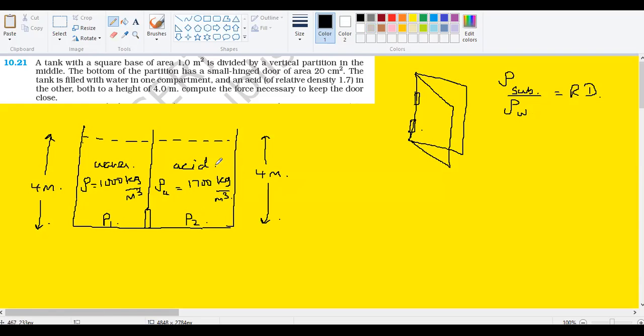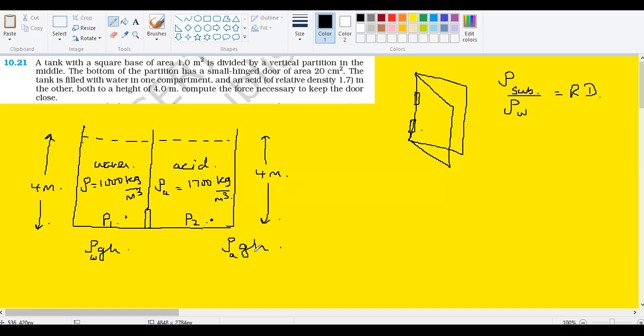So obviously you know that the pressure at this point is rho gh. Pressure at this point is also rho gh. Only thing, this is rho water, this is rho acid, right? But the height is the same.